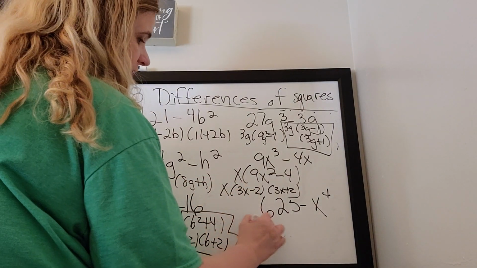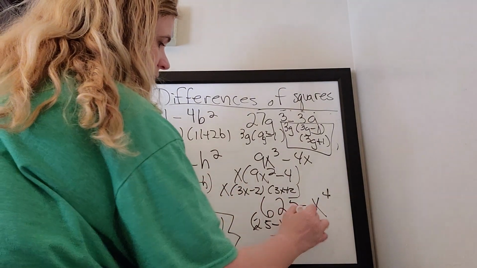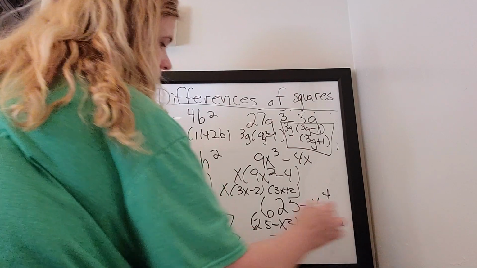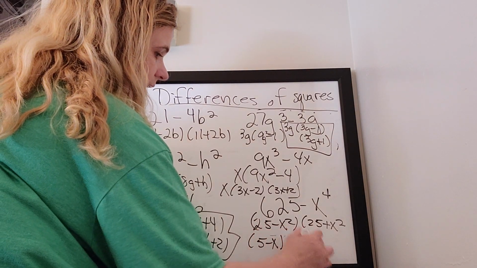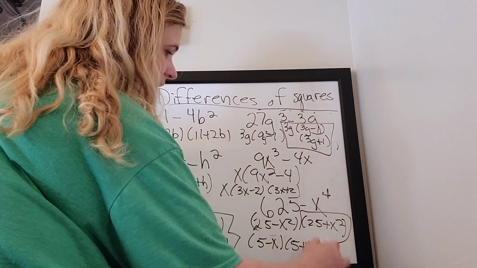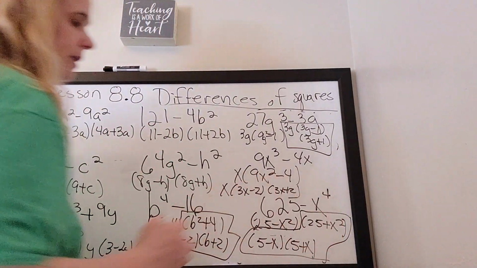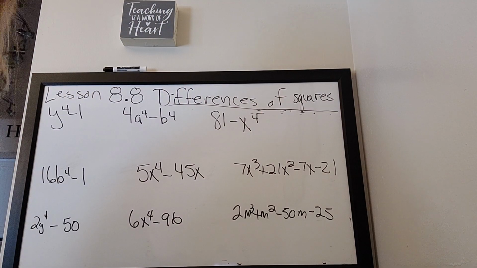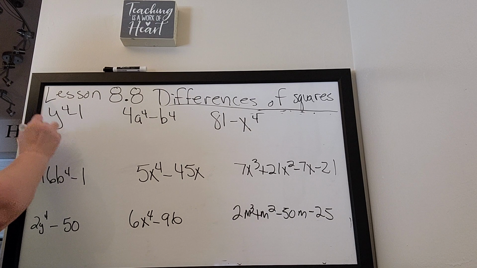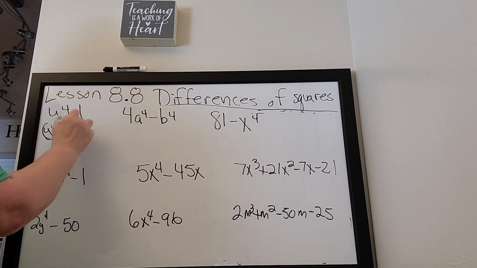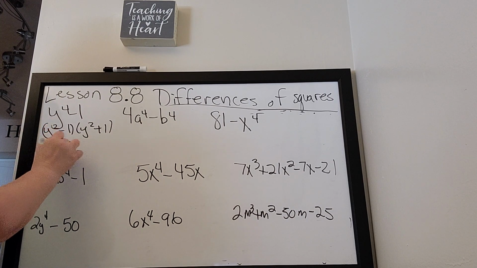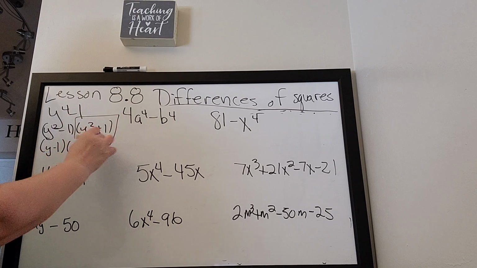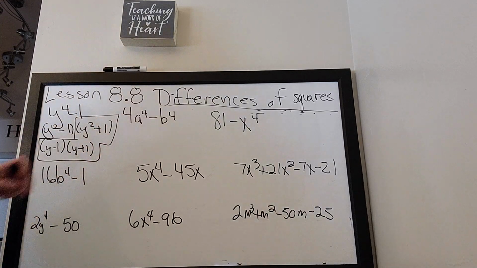This one is 25 minus x squared, 25 plus x squared. Perfect squares right here, so 5 minus x, 5 plus x, and we have to include this one. And again, this doesn't break down any further because it is a plus. Okay, so here we have some quick ones and some not so quick ones. Y squared minus 1, y squared plus 1. This is also a perfect square, so y minus 1, y plus 1, and include this one, which cannot break down anymore because it's a plus.